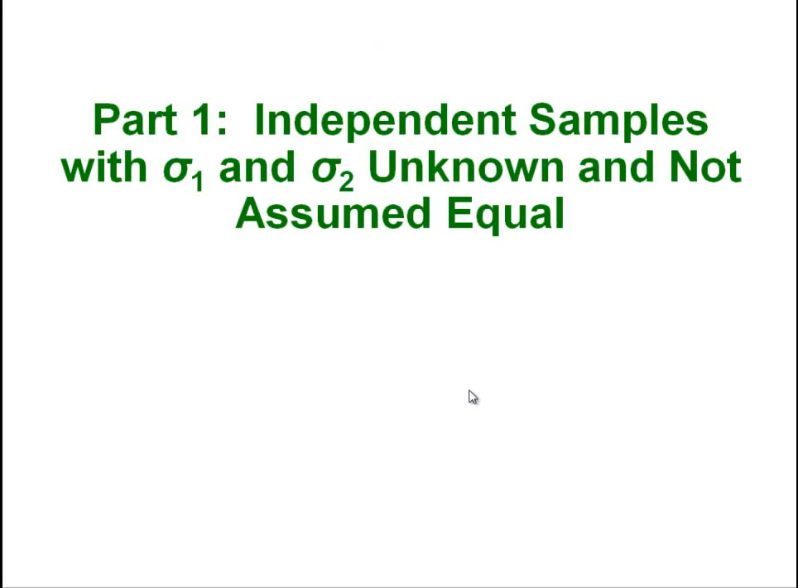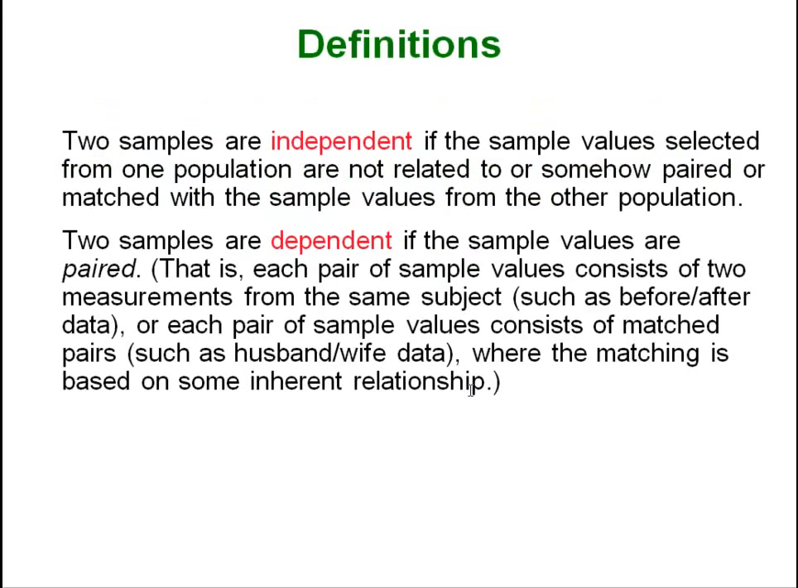Part one, independent samples, both the standard deviations, sigma 1 and sigma 2, are unknown, and we're not going to assume they're equal. Well, first we need to discuss what it means to be independent versus dependent. Two samples are considered independent if the values selected from one population are not at all related or somehow paired up or matched with the sample values from the other population. And two samples are considered dependent if their values are somehow paired up or matched.